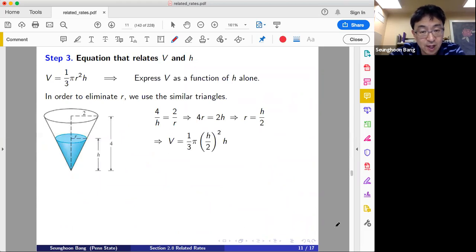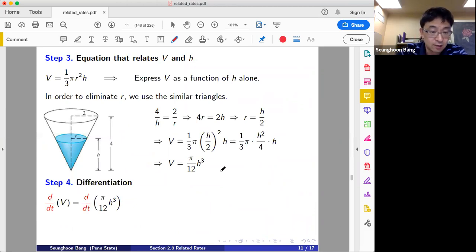This is my explanation, the same. You can plug in, we have it like this. Step 4: differentiation. You can take the derivative with respect to time t. The first one, dV/dt, same. The pi over 12 is a coefficient, only take it out. So we have equals pi over 12 times d/dt of H cubed.